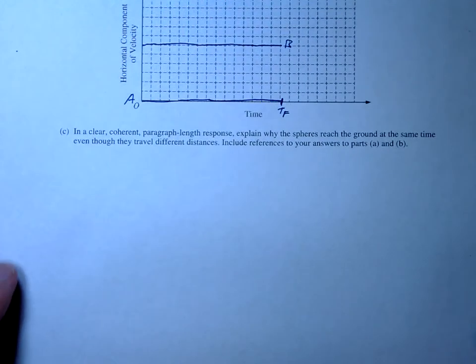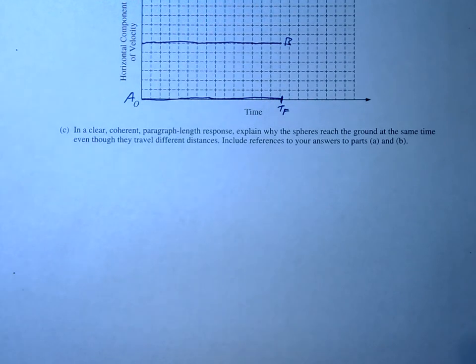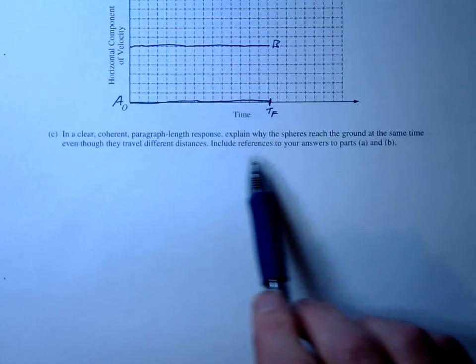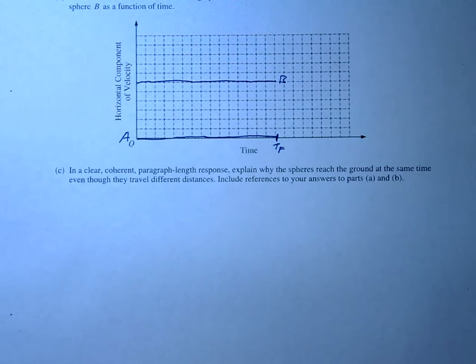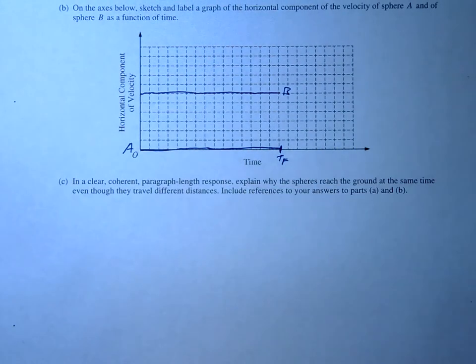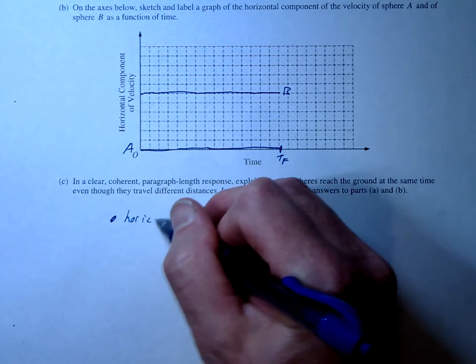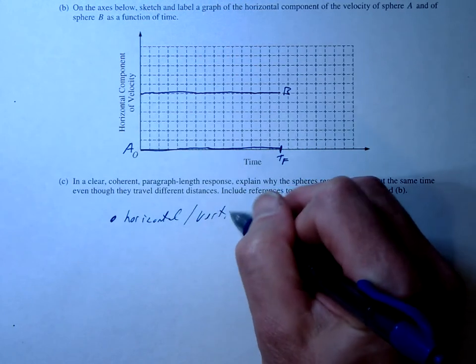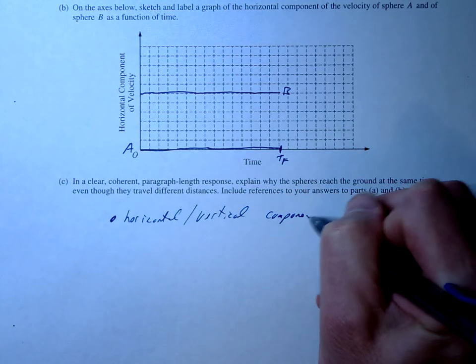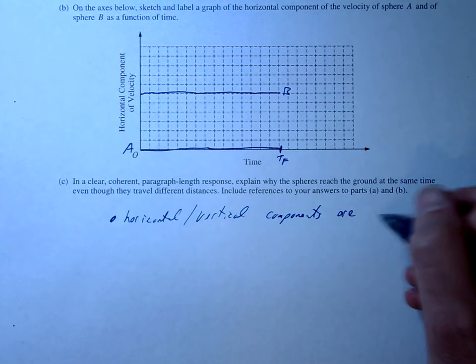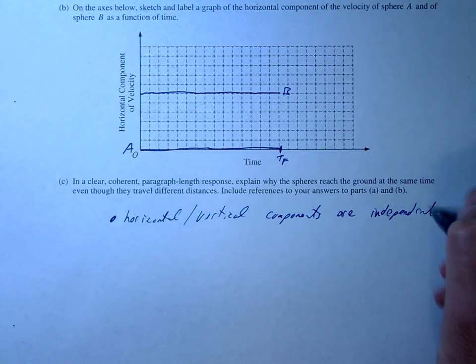All right, explain why the spheres reach the ground at the same time. So this one, I'm not going to write out a paragraph. Instead, I'll just hit on some of the points that you want to make sure that you touch on. Refer to the answers that you used in part A and part B. Some of the things you want to hit on is that the horizontal and vertical components are independent. You want to make sure you mention that somewhere in your response.